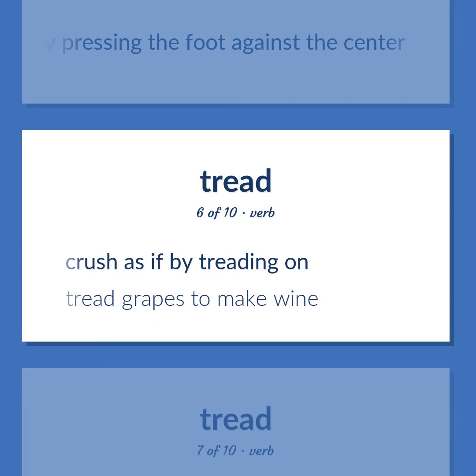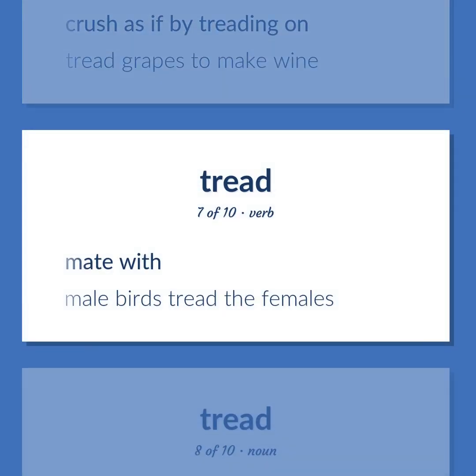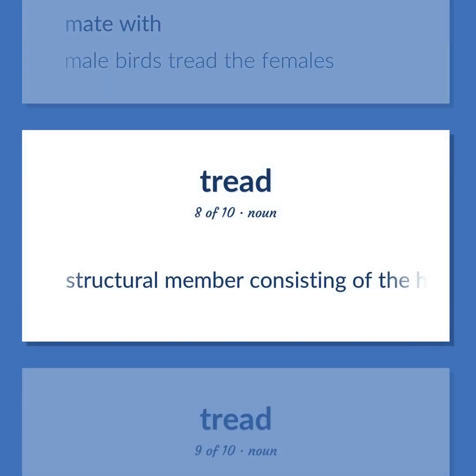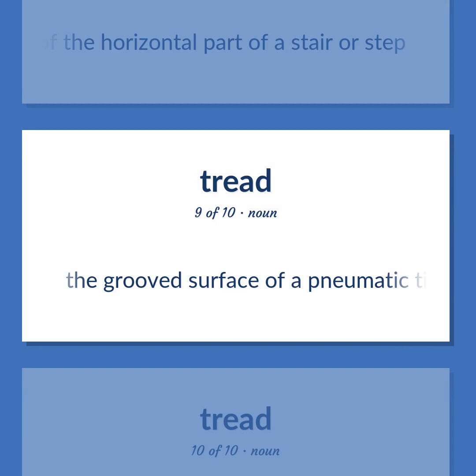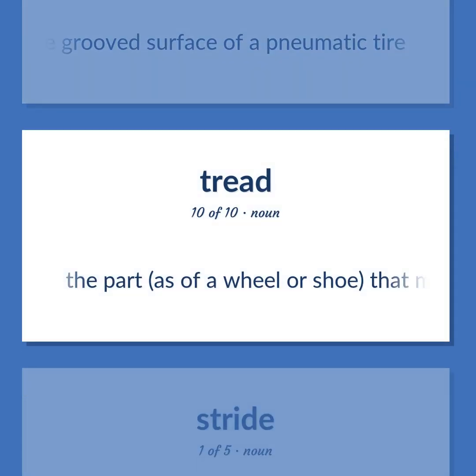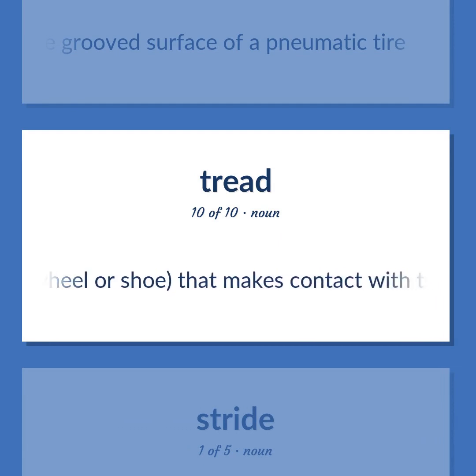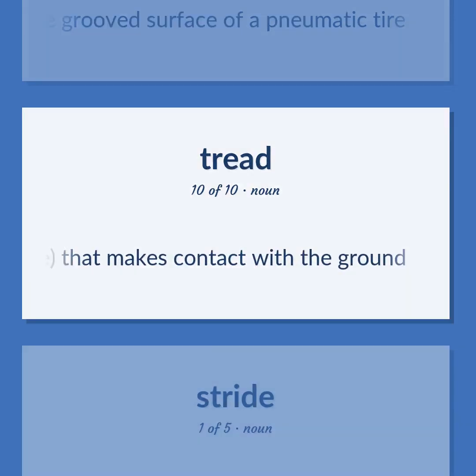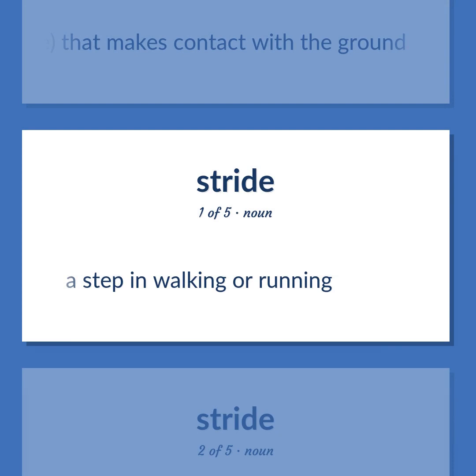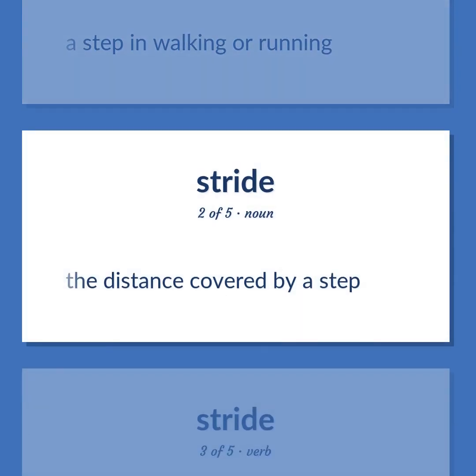Tread grapes to make wine. Mate with. Male birds tread the females. Structural member consisting of the horizontal part of a stair or step. The grooved surface of a pneumatic tire. The part, as of a wheel or shoe, that makes contact with the ground. A step in walking or running. The distance covered by a step.